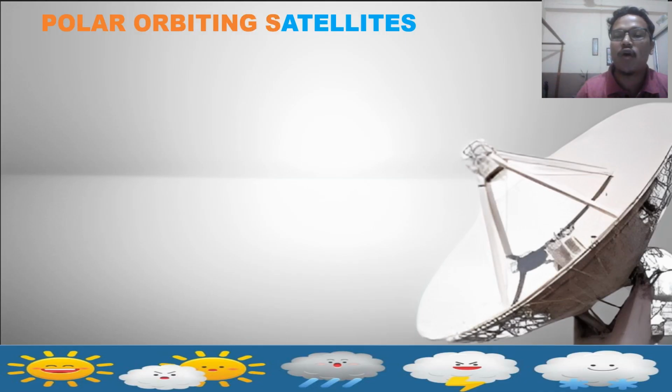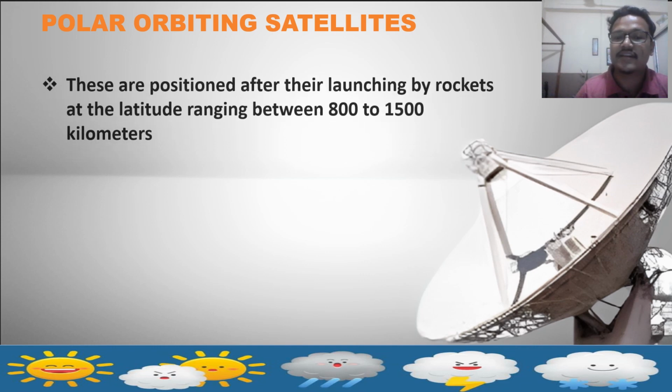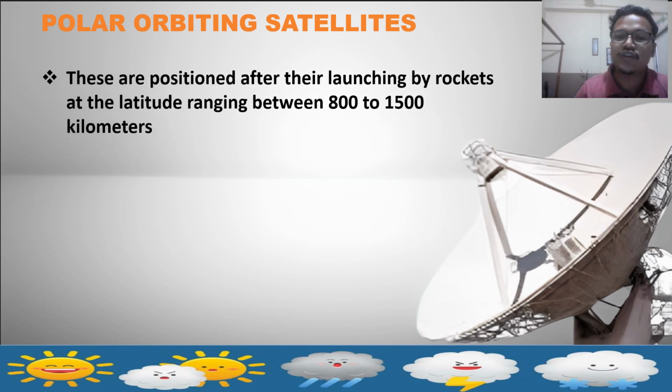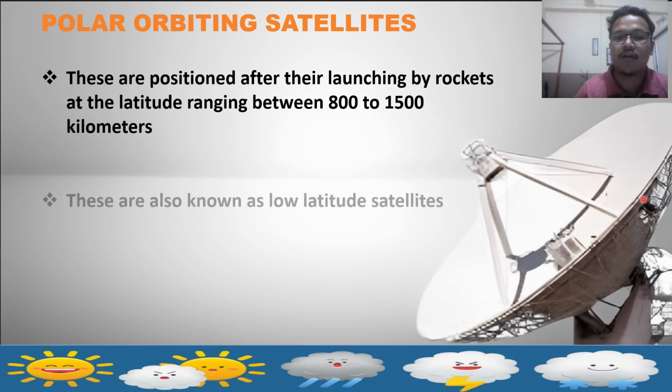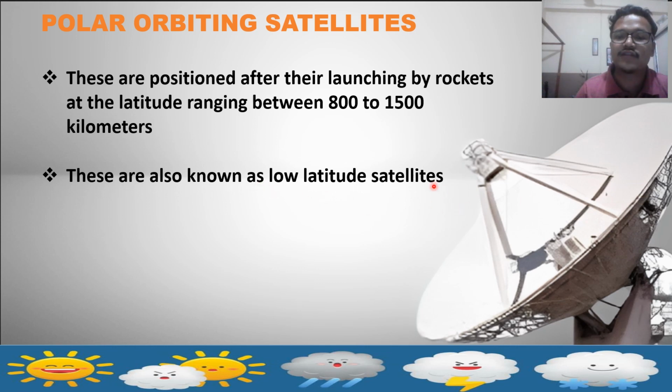Let us move on to the polar orbiting satellites. What are polar orbiting satellites? This is a communication satellite which is used for forecasting. Let us learn its function. These are positioned, after being launched by a rocket, at an altitude ranging from 800 to 1500 kilometers. They are also known as low altitude satellites.